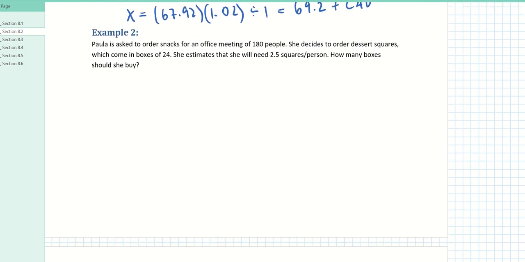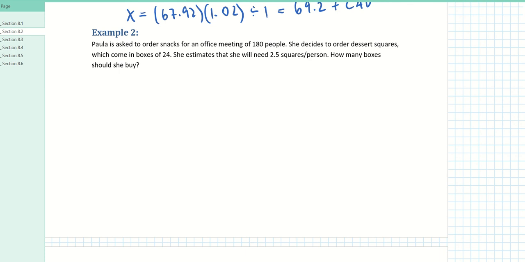Now let's take a look at another example. In this case, Paula is asked to order snacks for the office meeting for 180 people. She decides to order dessert squares, which come in boxes of 24. She estimates that she will need 2.5 squares per person. How many should she buy? Now, it doesn't mean that every person gets exactly 2.5 squares. That just means some people will eat 3 or 4 and other people will eat like 1 or 2. So on average, you're going to need about 2.5. That's what this means. So how do we do this?